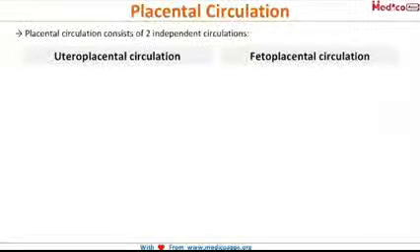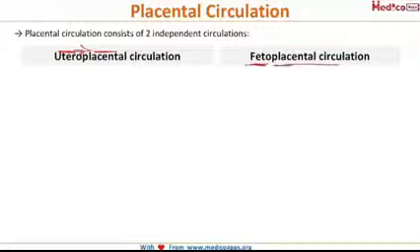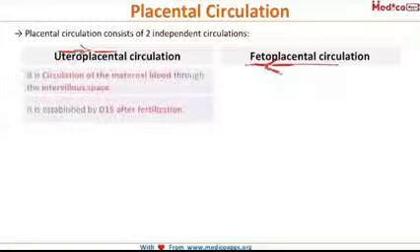Now we'll summarize the placental circulation. It has two parts, as I told you: the uteroplacental circulation, that is the circulation from the mother to the placenta, and the fetoplacental circulation, that is from the placenta to the fetus. Now let's talk about the uteroplacental circulation.